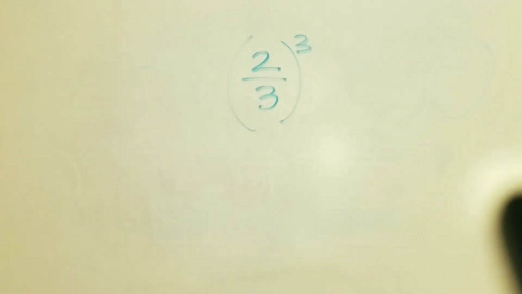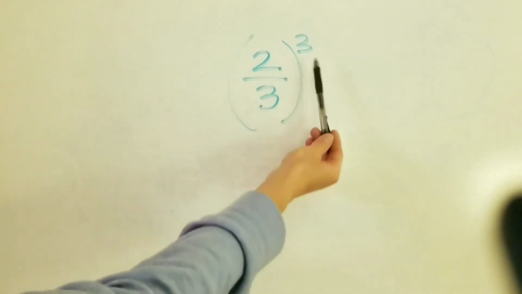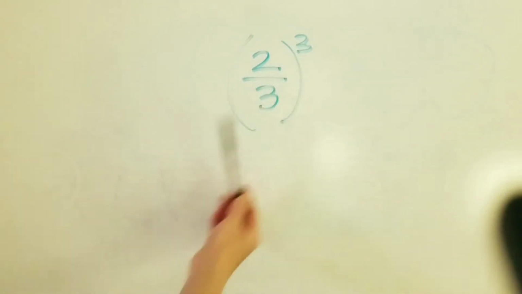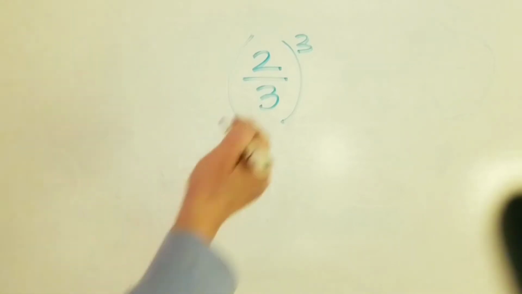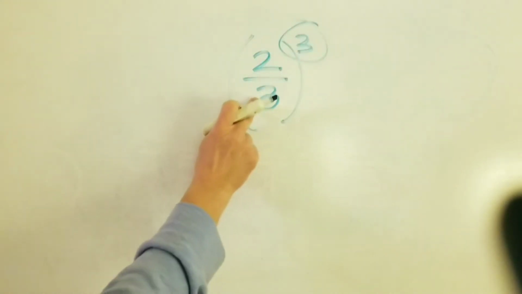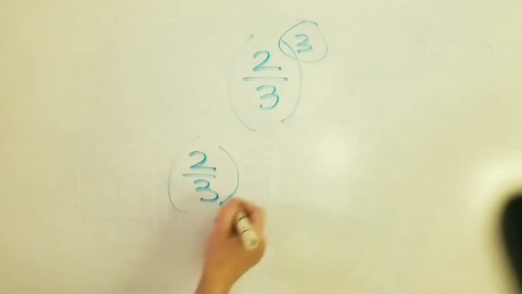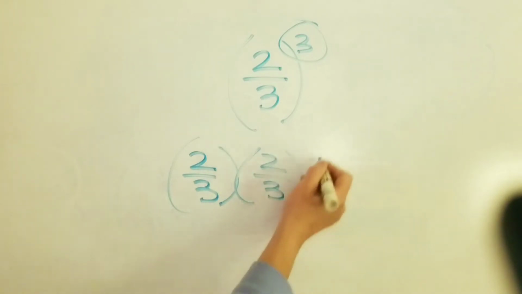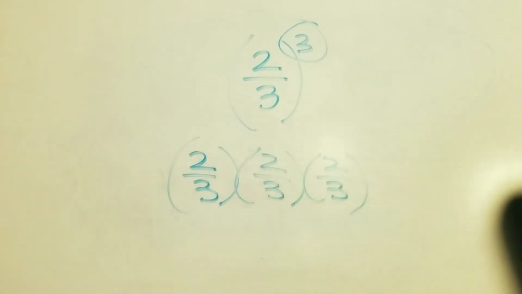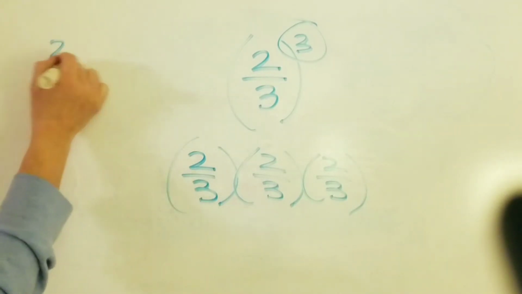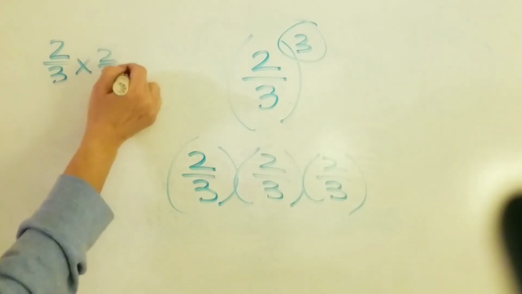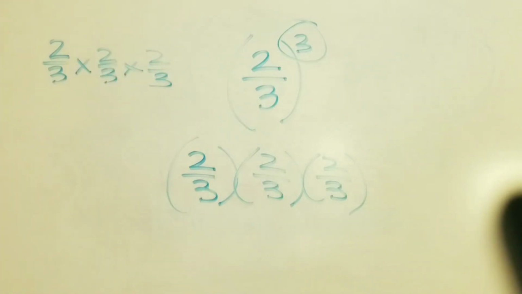The last example I want to look at before we jump into the lesson is working with exponents. Remember, the exponent lets us know how many times we multiply what's inside the parentheses. It lets us know we need to multiply 2/3 3 times. So just write it out 3 times like that, or if you feel more comfortable, you can write it out with the times sign like that.